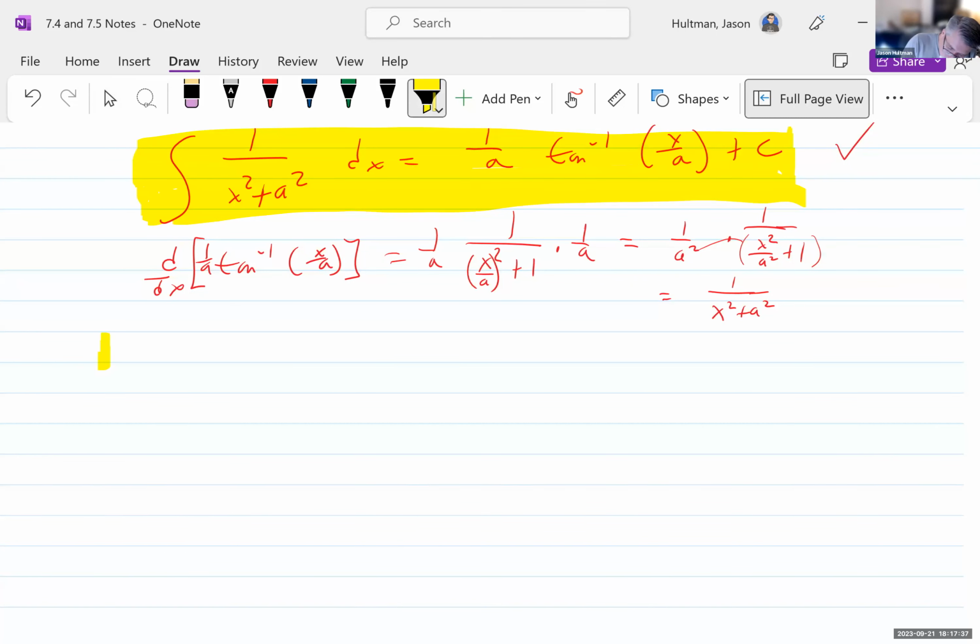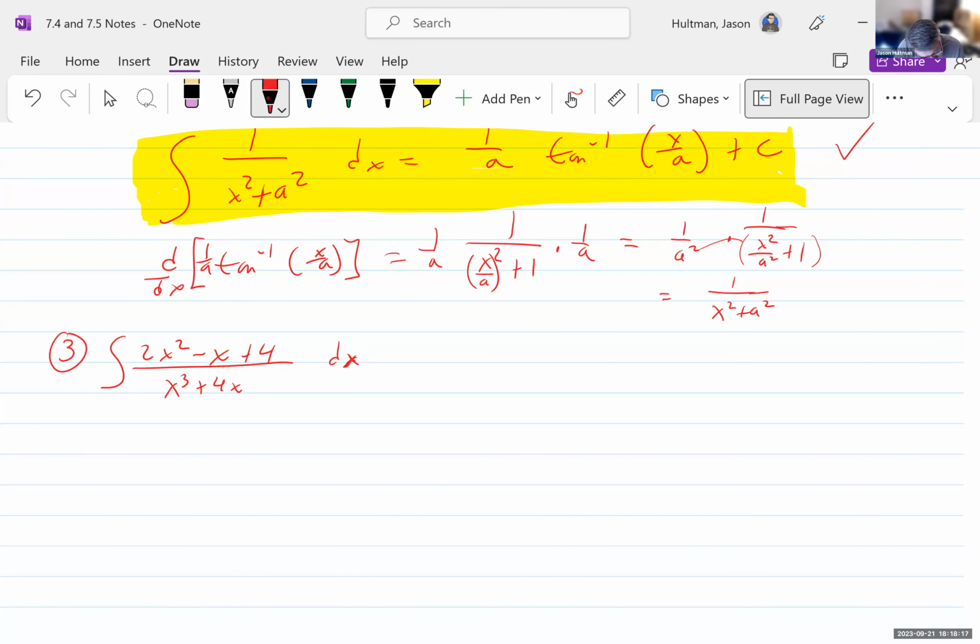Okay, number 3. We have the integral of 2x squared minus x plus 4 over x cubed plus 4x dx. So I'm going to factor the denominator. The power on top is smaller than the power on bottom, so I don't have to worry about long division.